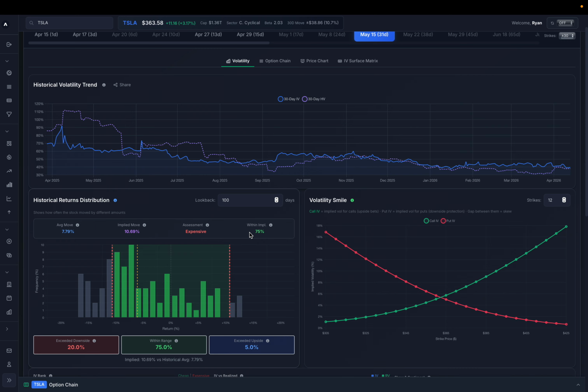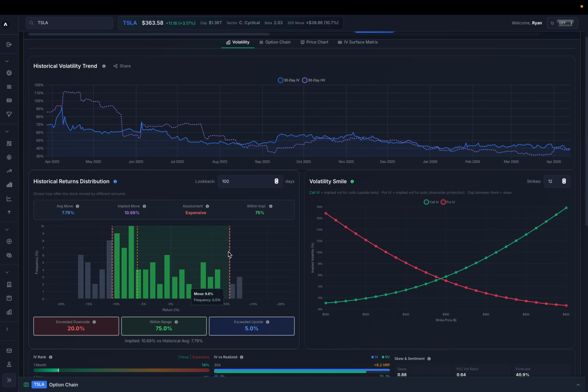We can see within this here, we have the exceeded downside. So how often the downside expected move was exceeded, how often it stayed within the range, and how often the upside was exceeded. So we can see over the past 100 days, Tesla exceeded the upside implied move 5% of the time. Now, this is term specific and also look back specific.